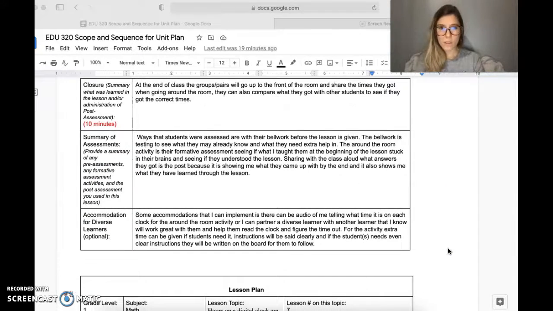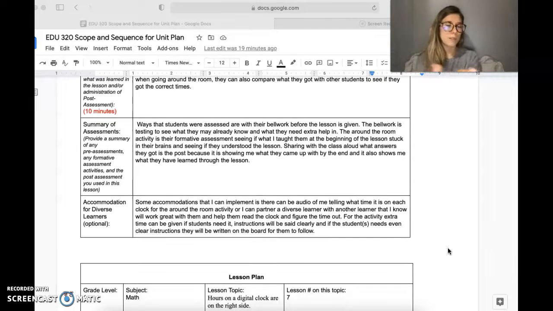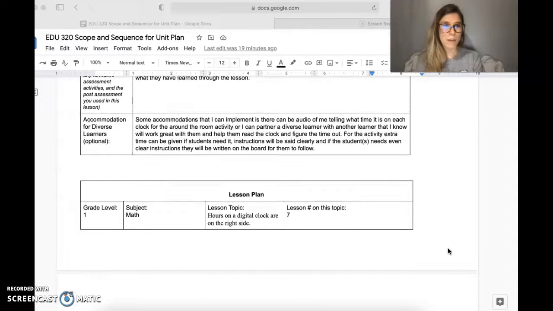Some assessments are the pre-assessment asking questions, and then the formative is going around the room, and another assessment is at the end of class they share what they got when they went around the room. Some accommodations are extra time again, and having audio for some of the students that may need it, so going around the room and having just an audio recording of my voice saying, this clock says 2 o'clock. What hour is it, or how many hours is shown on the clock?